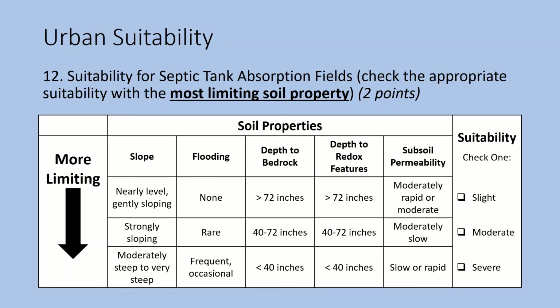And basically you're going to be looking at a number of different properties. For this one you'll look at slope, flooding frequency, depth to bedrock, depth to redox features, and subsoil permeability. And you'll use the most limiting soil property to determine your overall suitability. So this can be a little tricky, but what I'd recommend is looking at each of these properties and determining where your site fits. And then you can use whatever the most limiting one is to determine your overall suitability. So we'll go through this.